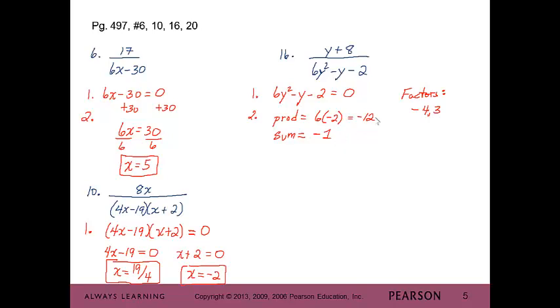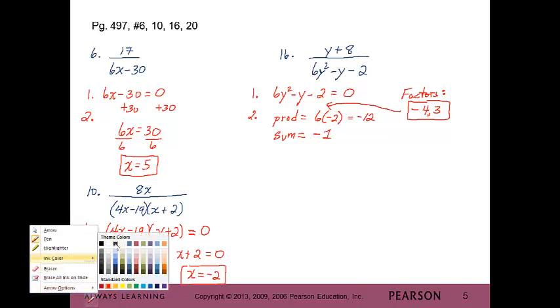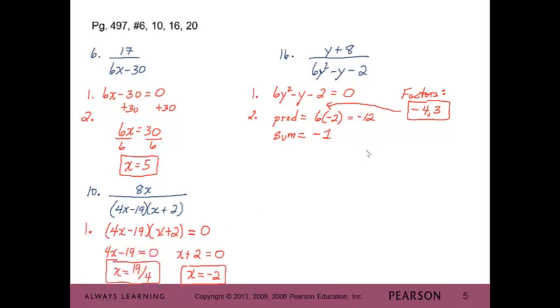is negative 1. Then you take these factors and replace the middle term. So your polynomial is going to become 6y squared minus 4y plus 3y minus 2. So 6y squared minus 4y plus 3y minus 2 equals 0. And then you end up with an expression with 4 terms, so you know you're going to factor by grouping. So group the first two together and group the last two together. Always add between your two groups.